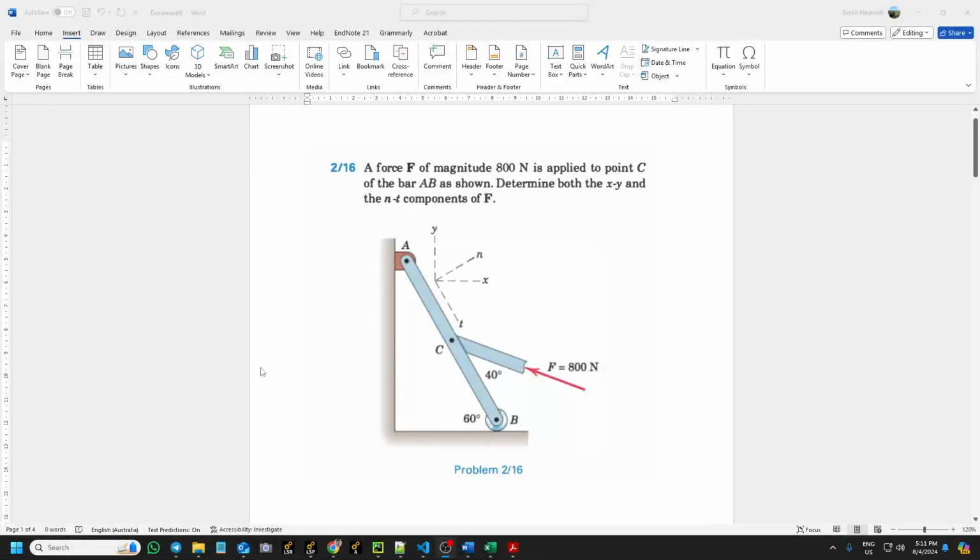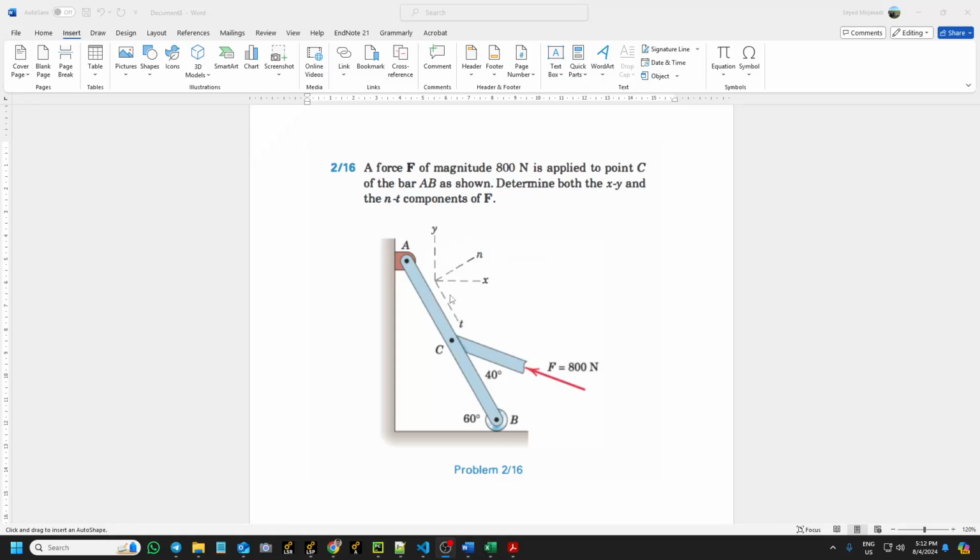Okay, question number 16 from chapter 2. Here we have a force of magnitude 800 Newton applied to point C. This is the point C, and this is the line of action. We have a line of action here of the bar AB as shown. Determine both the X, Y, and N, T components of F.